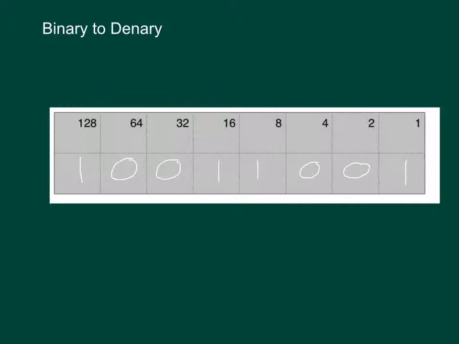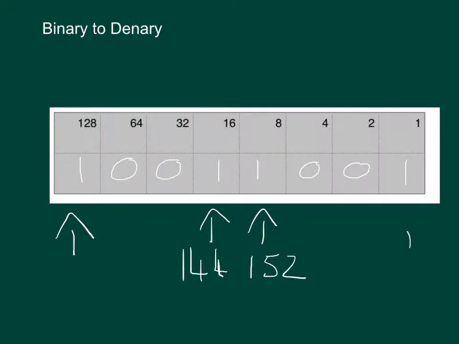So here's a binary value. If we take the 128 and then we add on the 16, that would actually give us 144. If we then add on another 8, that would then give us 152. Now all we've got left to add on is another 1, so that will give us 153. So the actual denary value for this binary number is 153.